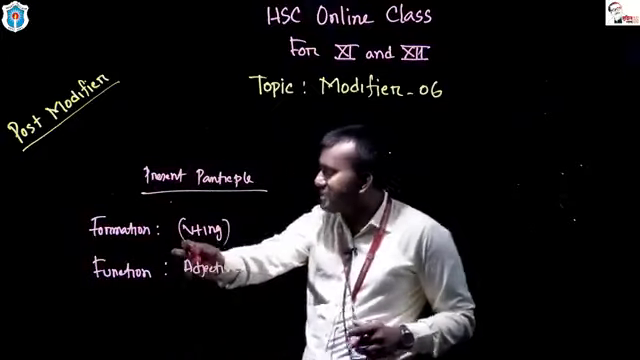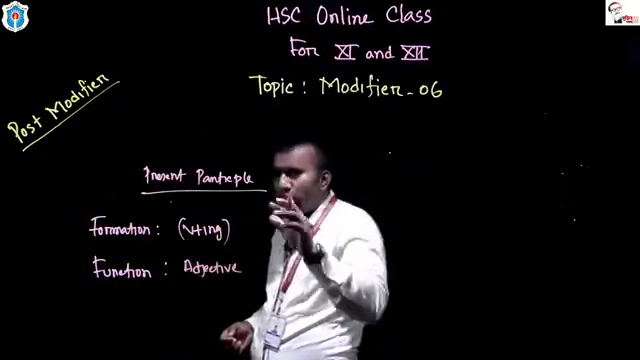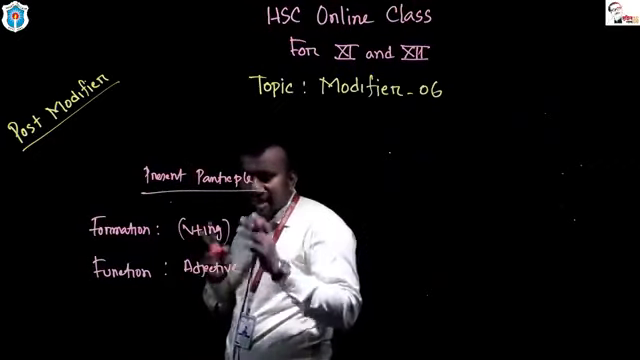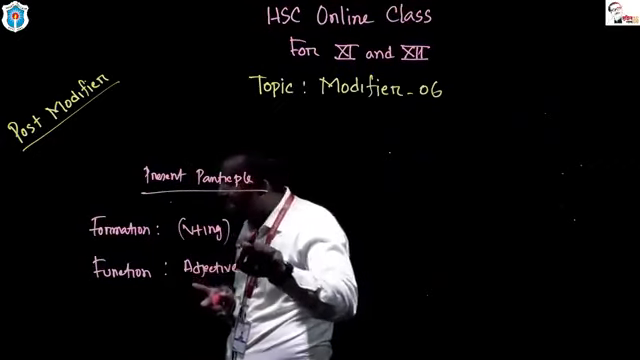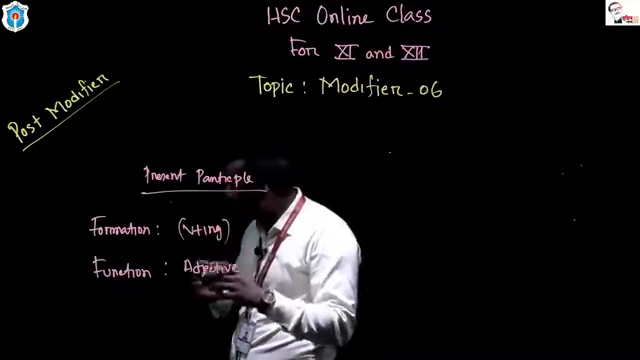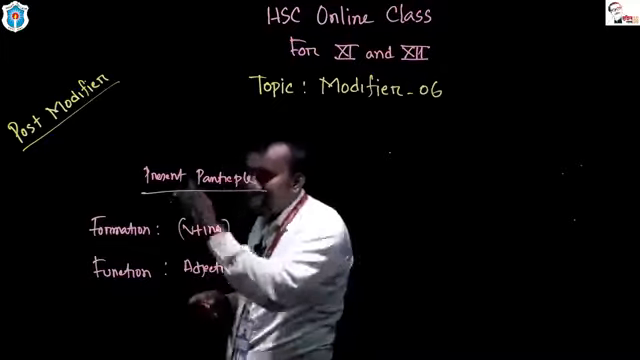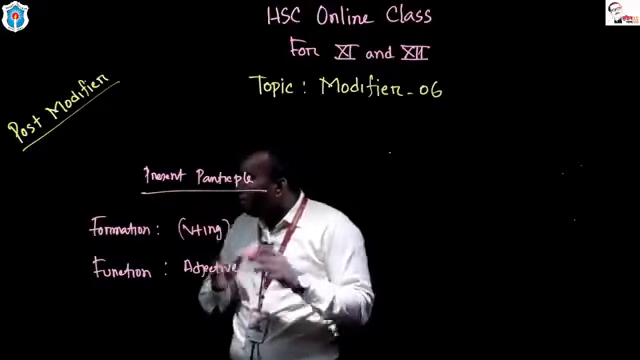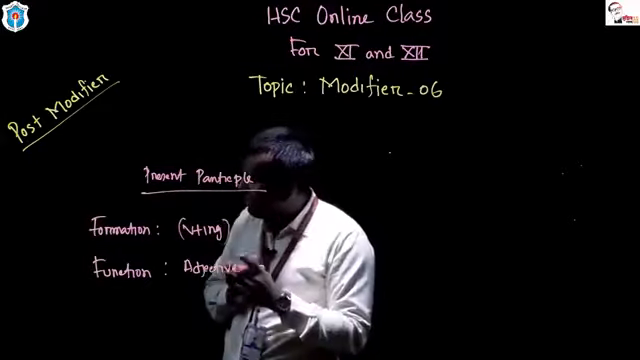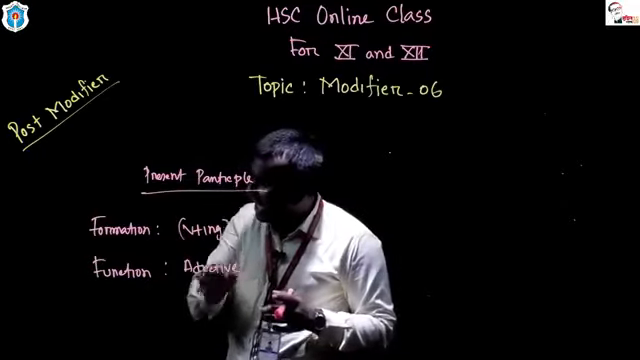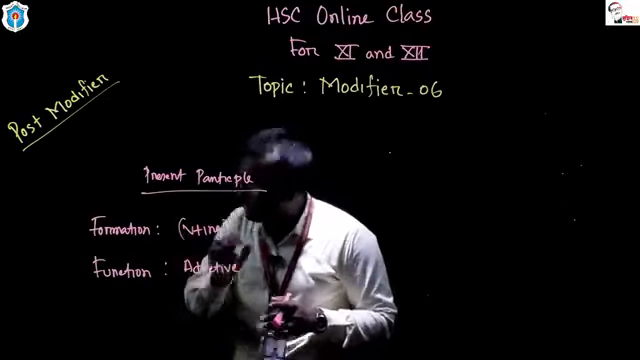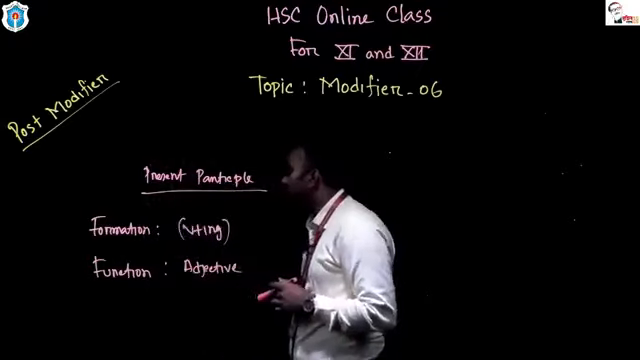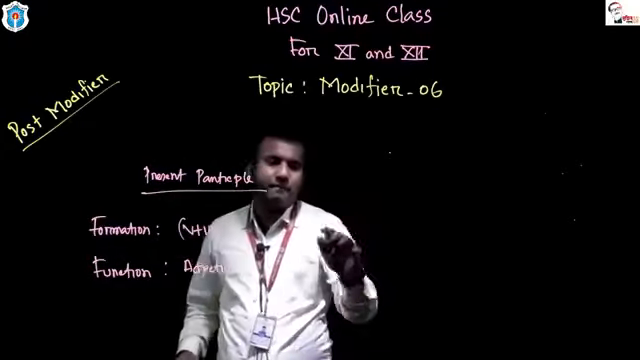Try to calculate these two pieces of information, dear students. When a verb takes the form verb plus ing, and if this ing-added form works as an adjective, it will be called present participle.